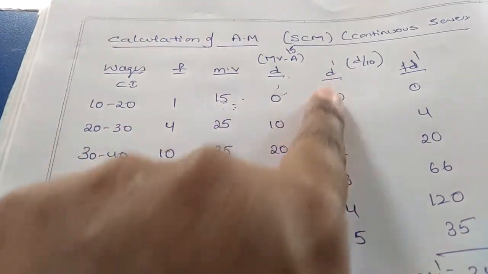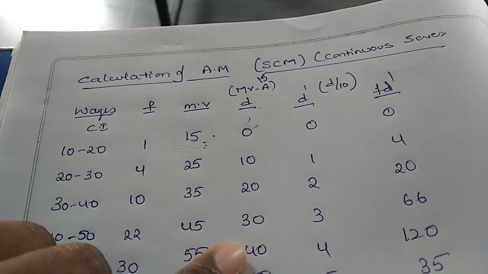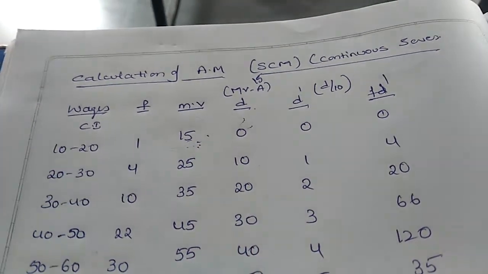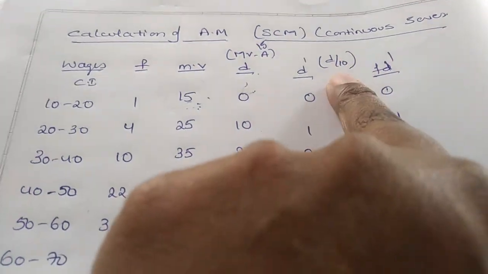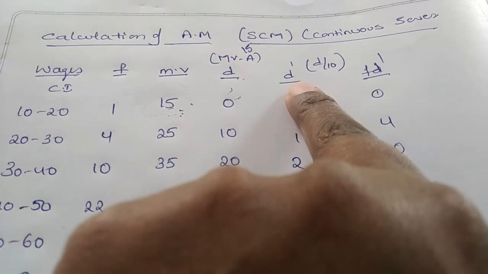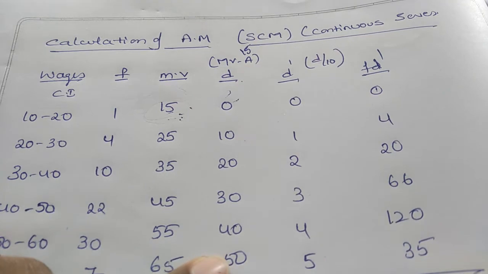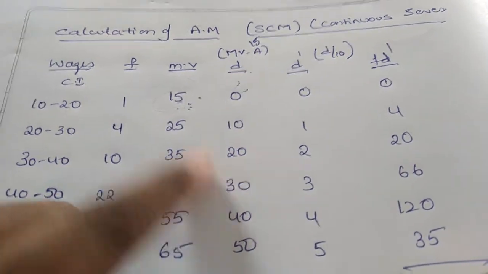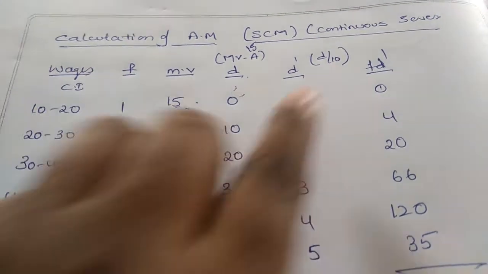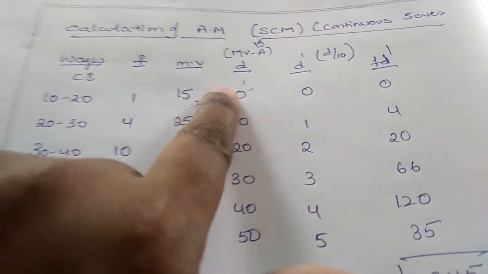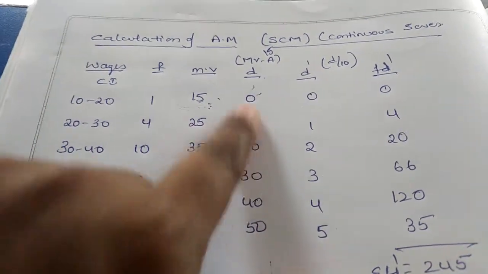Afterwards, the D dash. How to calculate D dash: observe the D, what is the difference here? 10, 10, 10, 10, the difference is 10. So D divided by 10. First you have to see the difference. If there is a difference of 5, D divided by 5. If there is a difference of 100, D divided by 100. Here the difference is 10, so that's why we divide D by 10. We got this 10 from this difference only.